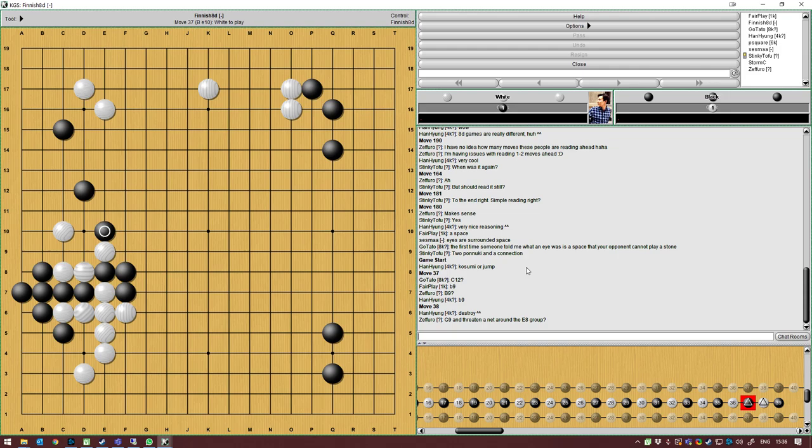You are talking about G9? I want to remind you that here, after black's clamp, white still only has two liberties left.